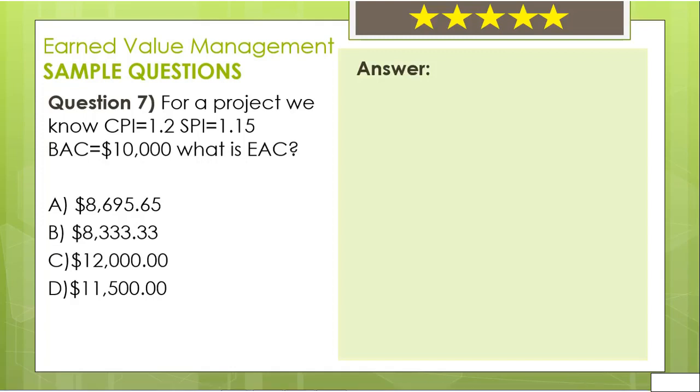In the question, it doesn't say anything about the assumption for our future estimation. Only CPI, the Cost Performance Index, SPI, the Schedule Performance Index, and BAC, the budget, are given. In the exam, if you see this kind of question about EAC, just think about the related formulas.